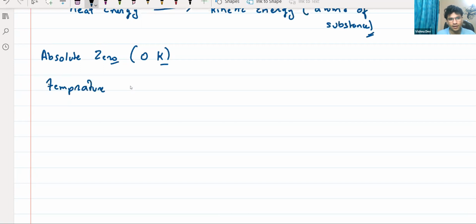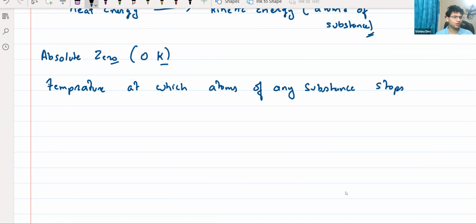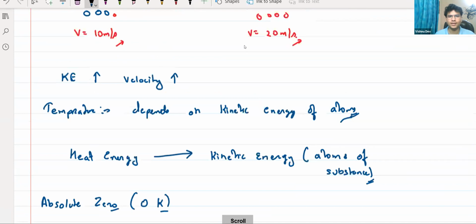The temperature at which atoms of any substance stop, or have zero velocity. Clear? Which is not possible. So I guess we understood, right?